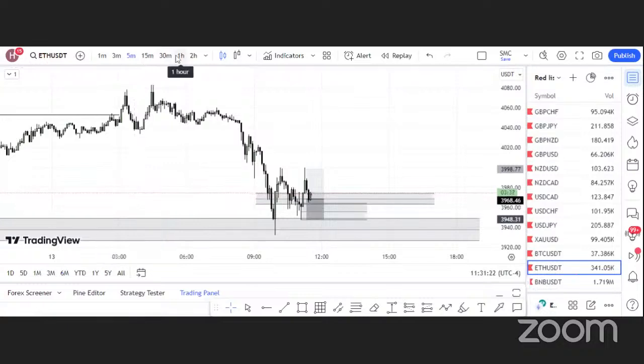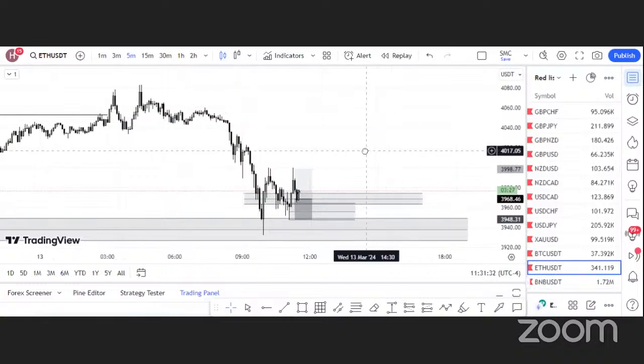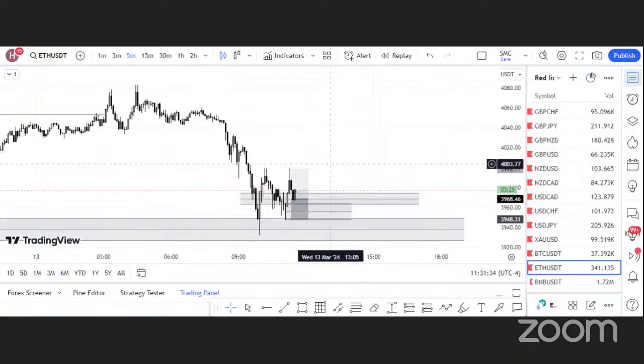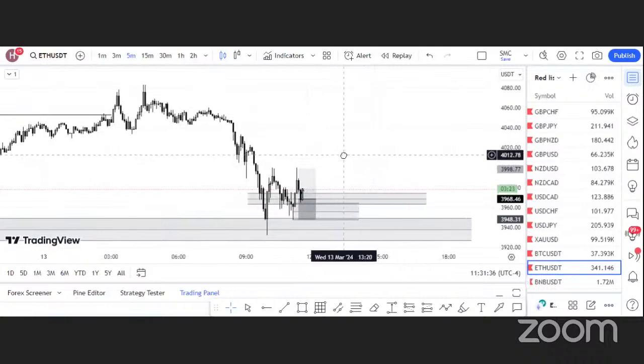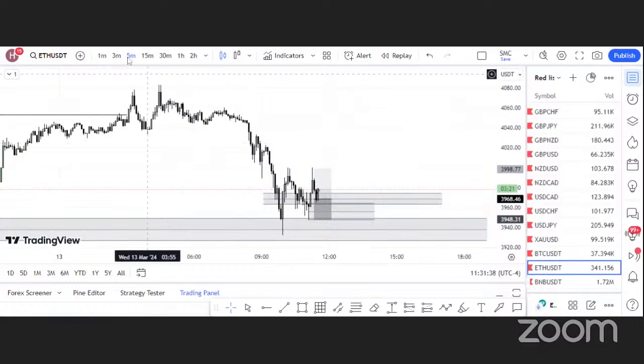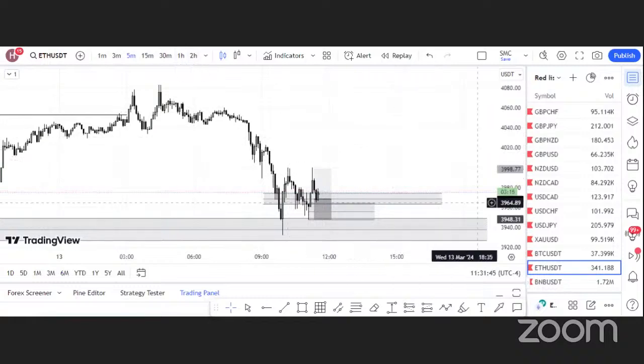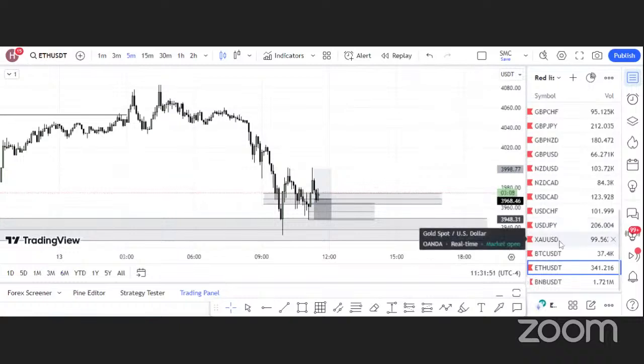All right, that was a nice move from Ethereum USDT, guys. The market is still making a bullish move. All right, that was a nice one. Okay, so we have a pending.